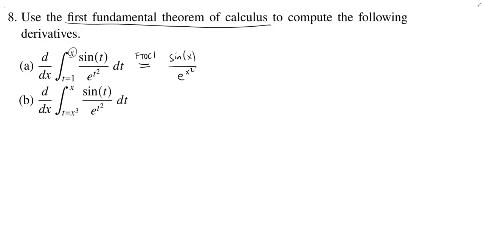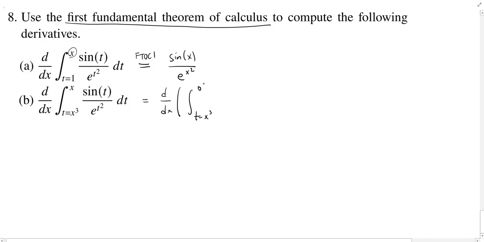All right. In part B, we have a little more subtle of an issue because now we're integrating not from a constant to a variable, but actually from a variable to a variable. So the way we sort this out is by breaking this up at a constant. So we'll take, say, an integral from x cubed to, well, let's just stop it at, say, 0. Okay, so then we have sine of t over e to the t squared dt. And then we'll integrate it from 0 to x.